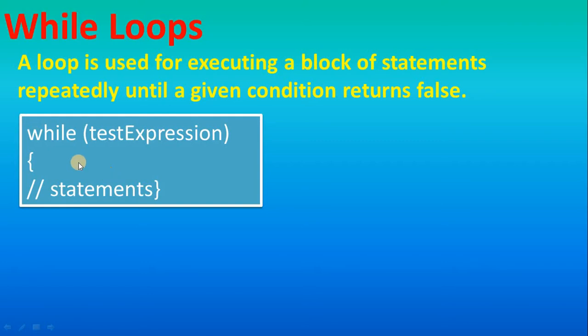So what will happen here? If it is true, it will run the body of the while loop. If it is false, then this portion will close. It means once the condition is false, it will terminate the body of the while loop.